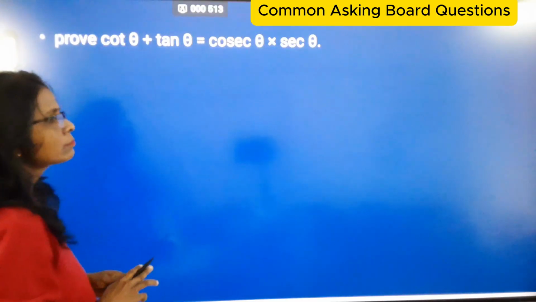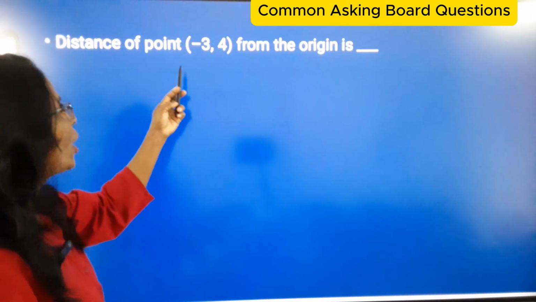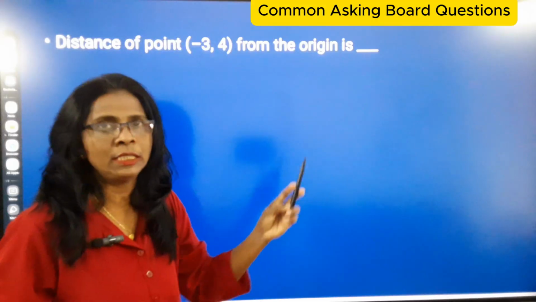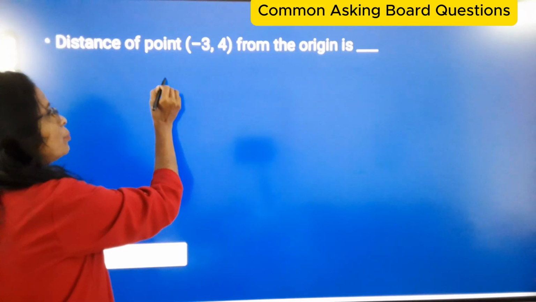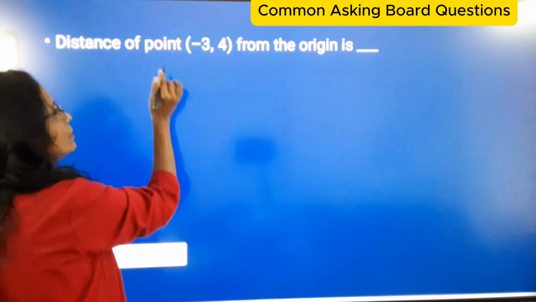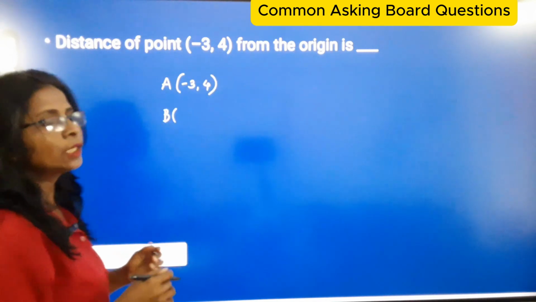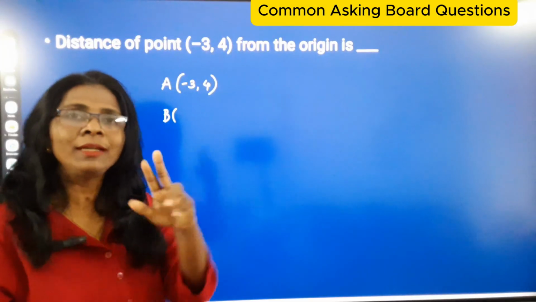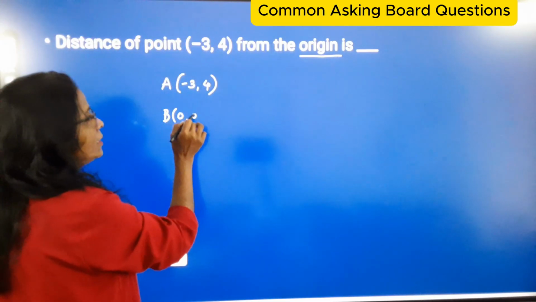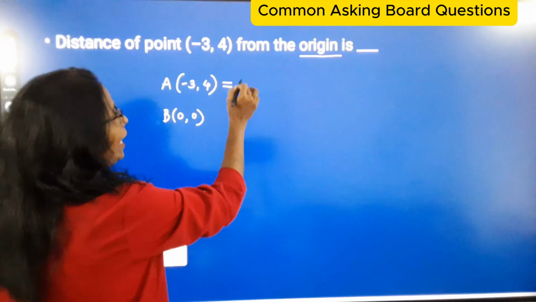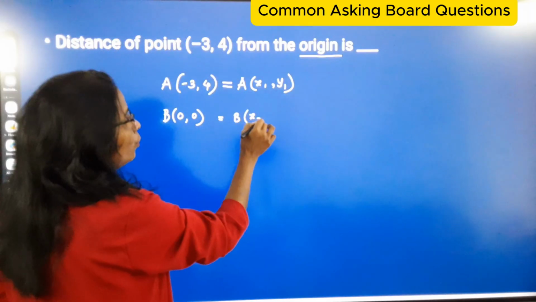Then the next one, students: the distance of the point minus 3, 4 from the origin. We have to calculate the distance of the point. First point, consider A as minus 3, 4. The second point is not given, but it is hidden in the example, and that is the origin. That means the second point is 0, 0. We write the first as x1 y1 and the second as x2 y2.